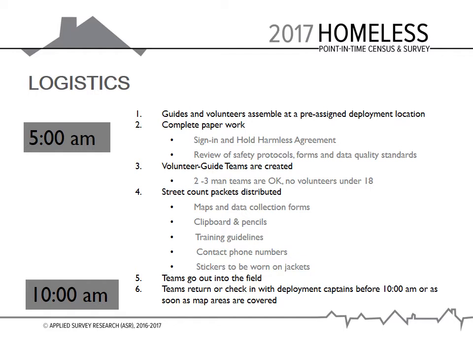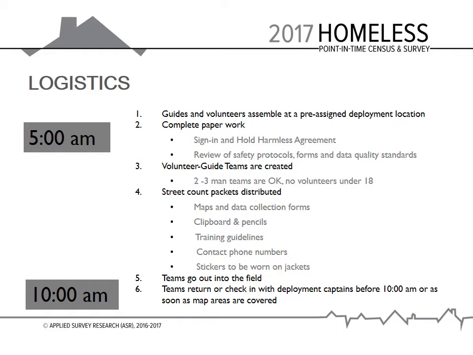Then, as soon as you arrive, we'll have you fill out some paperwork. There's a sign-in sheet and a hold harmless agreement. In addition, we'll review some safety protocols, go over the data collection forms and the data quality standards. After that, we create our teams. So volunteers and guides are paired together. A reminder that there will be no volunteers under the age of 18.